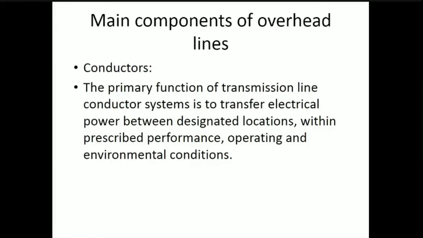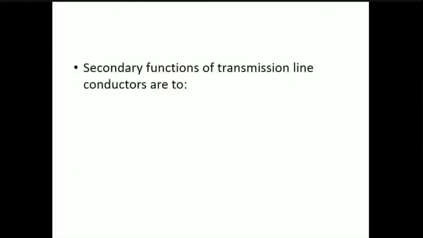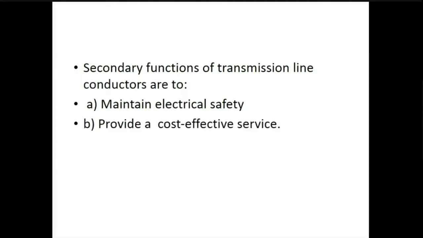The primary function of transmission line conductor system is to transfer electrical power between the designated locations within the prescribed performance, operating and environmental conditions. Secondary functions of transmission line conductors are to maintain electrical safety, safely transfer the power from one location to other, and provide a cost-effective service.